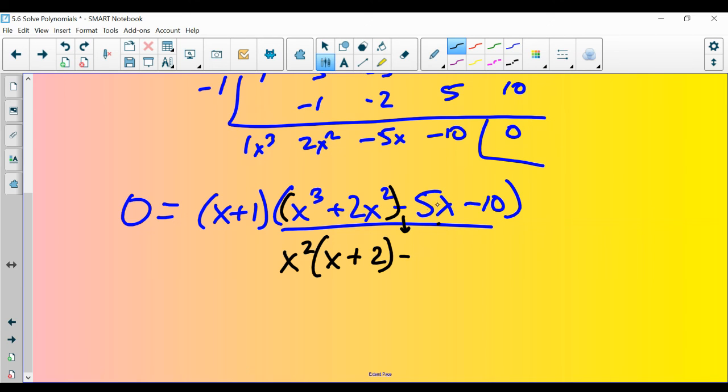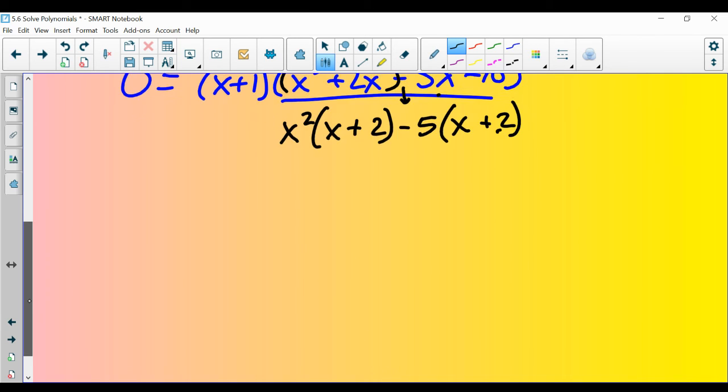These two have a 5 in common, and because our term is negative here, let's factor out a -5. If you factor out a -5 here, -5 times what is -5x? That would be x. And -5 times what is -10? That would be +2. So our parentheses match. That tells us that we can continue with factoring by grouping.